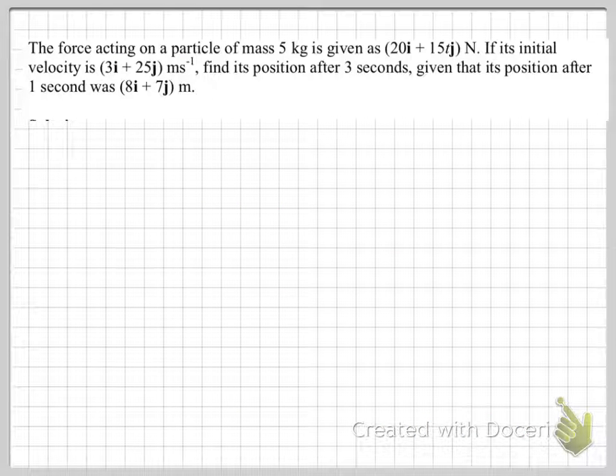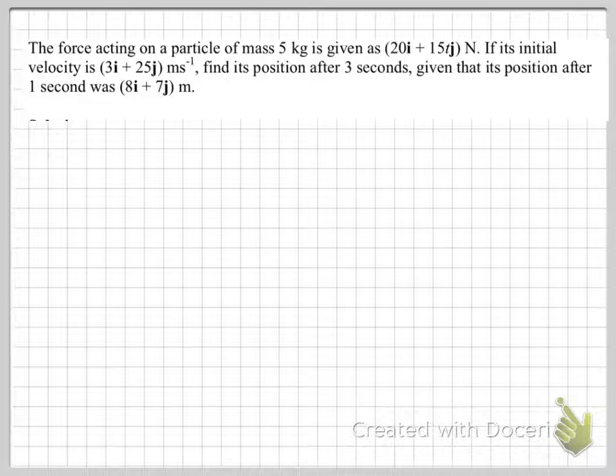Right, let's now consider this example where a force acting on a particle of mass 5 kilograms is given by 20i plus 15t j. Let's just make sure we can see that t over there. And its initial velocity is 3i plus 25j. After 3 seconds, we need to find its position, given that the position after 1 second is 8i plus 7j.